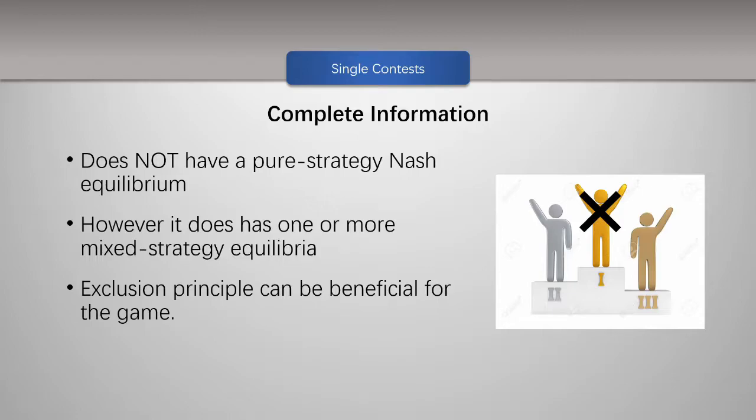There are different properties of standard all-pay contests, depending on the information known by the players. A game with complete information does not have a pure strategy Nash equilibrium. However, the game does always have one or more mixed strategy Nash equilibria. If there is more than one equilibrium, they are said to be payoff equivalent.